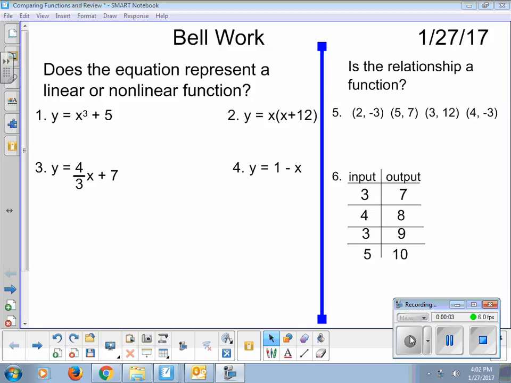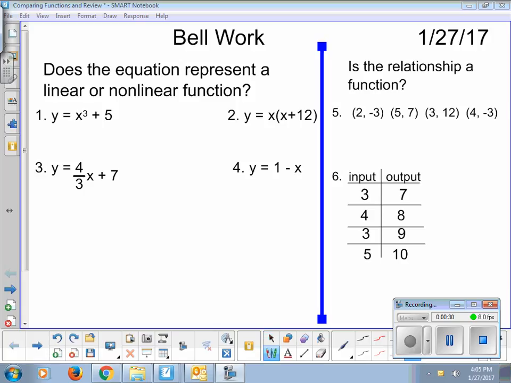Okay, for the bell work, for the first 4 questions, you're determining whether the equation represents a linear or nonlinear function. Anytime you have x raised to a power or the absolute value of x, it is a nonlinear function. If it can be written in the form y equals mx plus b, like what we went over last unit, then you know you have a linear relationship.